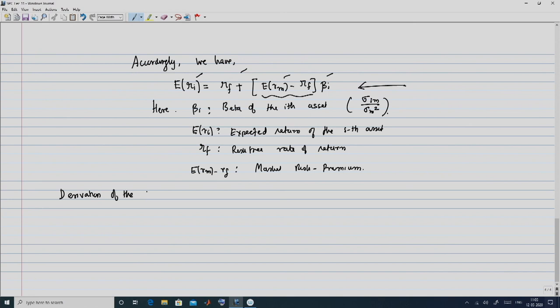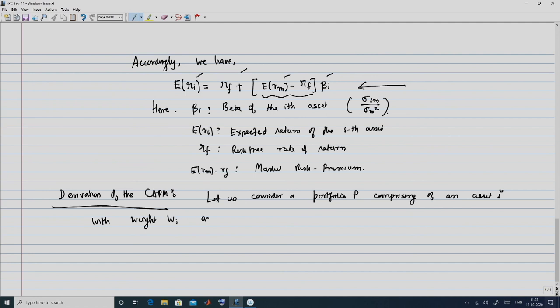Okay. So, now once I have set up this equation, let me now talk about the derivation of the CAPM. So, let us consider a portfolio P, and this portfolio comprises of an asset I with weight Wi and the market portfolio M with weight 1 minus Wi. So, this means the portfolio P has this asset I and the market portfolio with the respective weights being Wi and 1 minus Wi. All right.